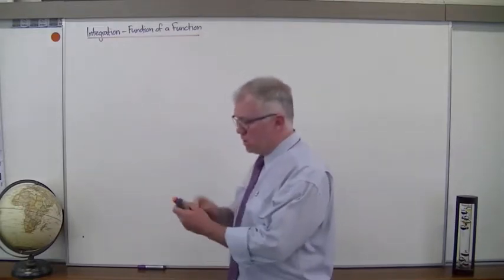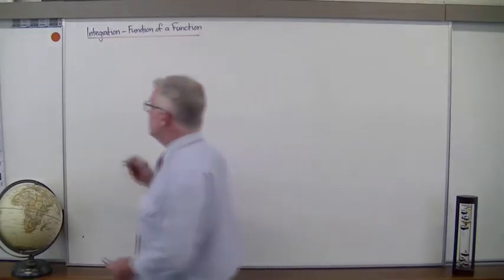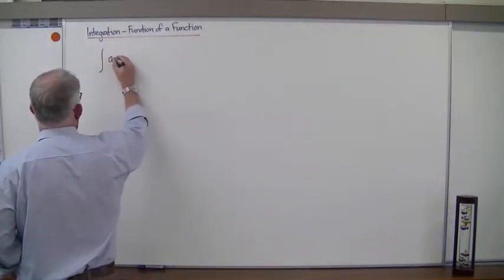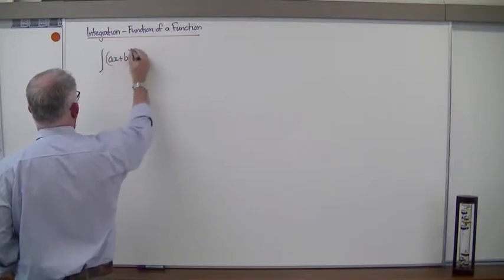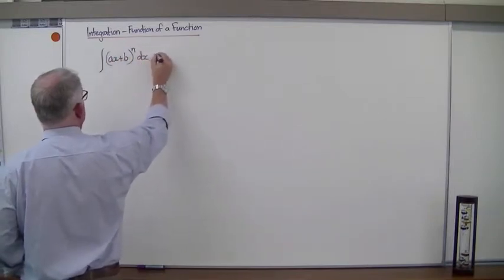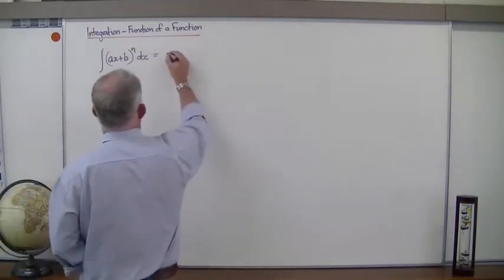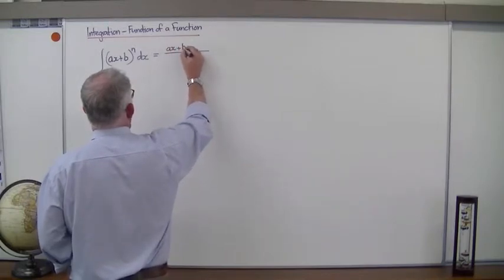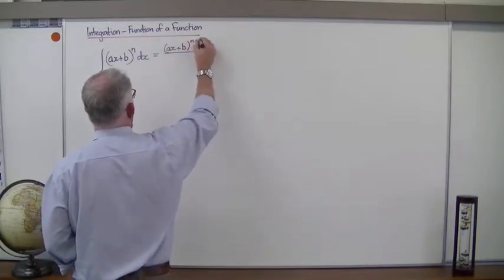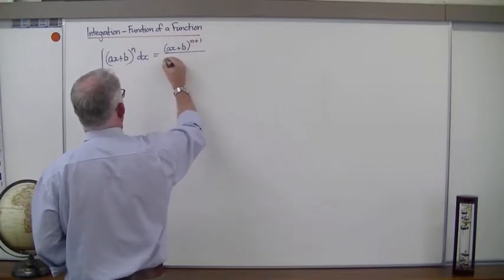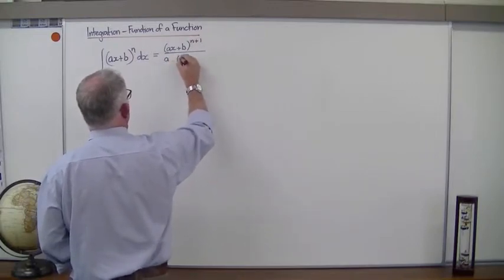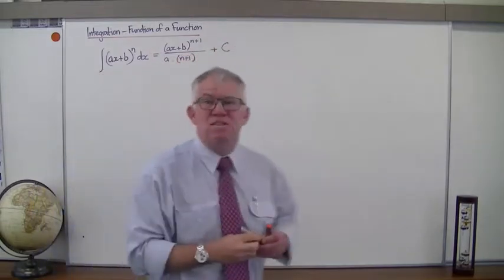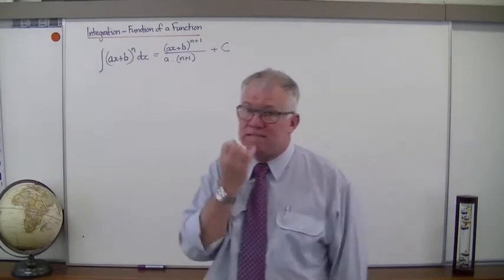The general template that we're going to have for these functions is, if we're integrating a function like (ax + b)^n with respect to x, then the resultant function will be (ax + b)^(n+1) all over a times (n + 1), plus c. Okay, that's the basic template of what we're following for all of these exercises here.